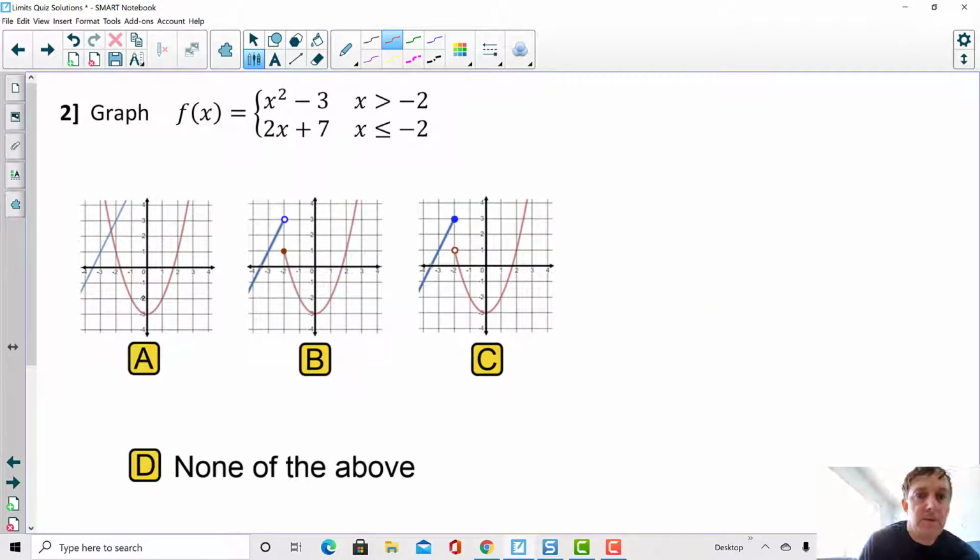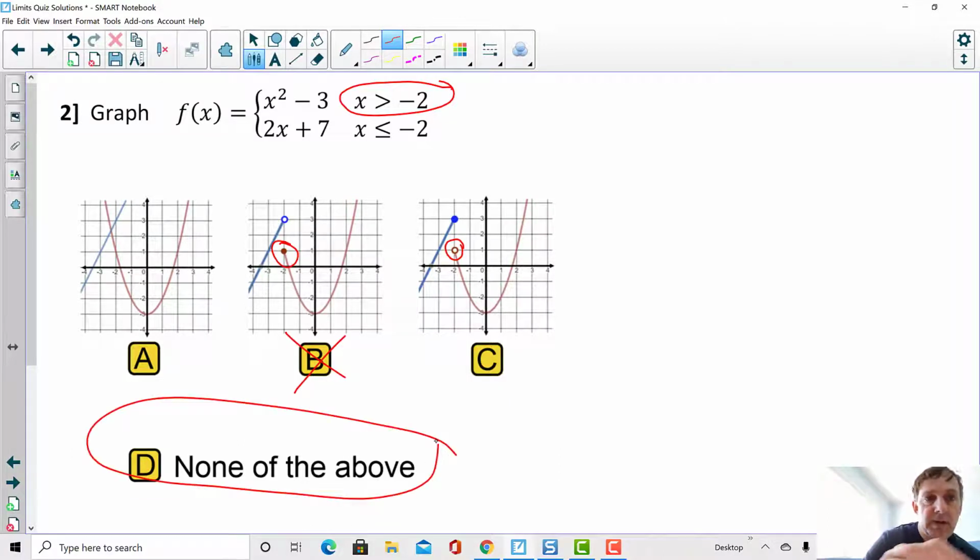They want us to graph this piecewise function. When x is greater than -2, it's x squared minus 3. Now we're going to have to choose C, because you can see it's supposed to be when x is strictly greater than -2, but not when it's equal to -2. This one's filled in, so it's not going to be B. You still got to be careful. It might be none of these, so let's check.